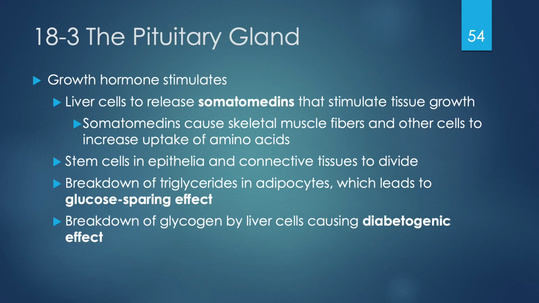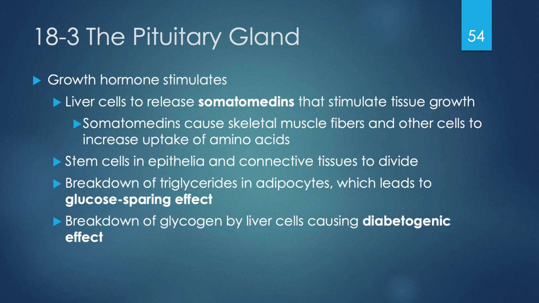Growth hormone has a role in stimulating the liver, so that way our hepatocytes, or liver cells, can release somatomedins, and these will stimulate tissue growth. Somato, again, meaning body, so somatomedins will cause skeletal muscle fibers as well as other cells in our body to increase their uptake of amino acids. Also, it triggers stem cells in our epithelia and in our connective tissues to divide. So this is how we produce size and bulk. Growth hormone will also stimulate the breakdown of triglycerides in adipocytes. So this is leading to something called a glucose-sparing effect.